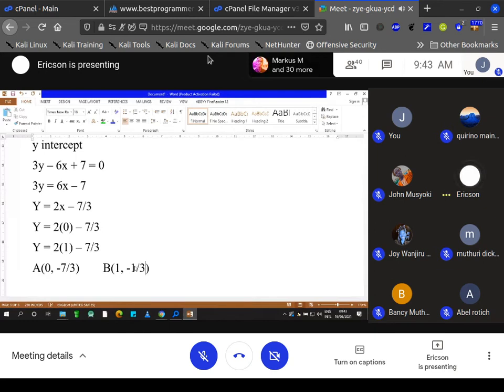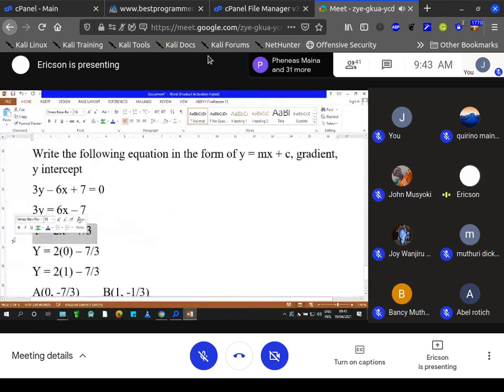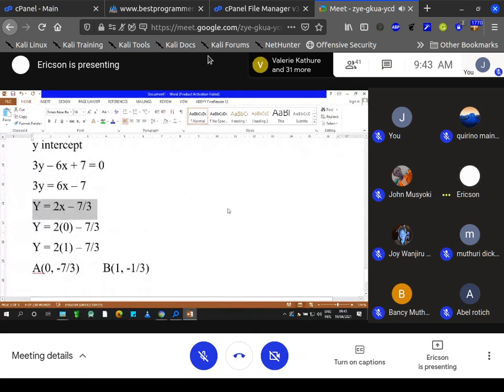Okay. Is it negative 1 over 3? Yes. 2 minus, okay. So the b value is 3. So using these 2 points, now plot a graph of this equation. We will plot a graph for the equation.